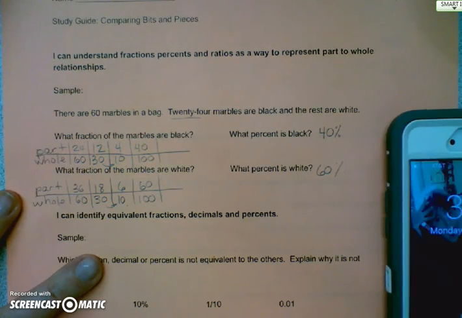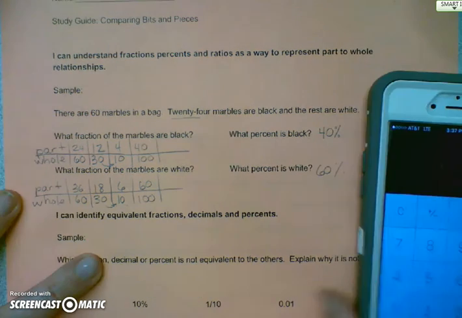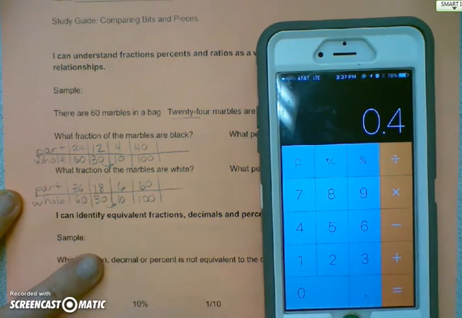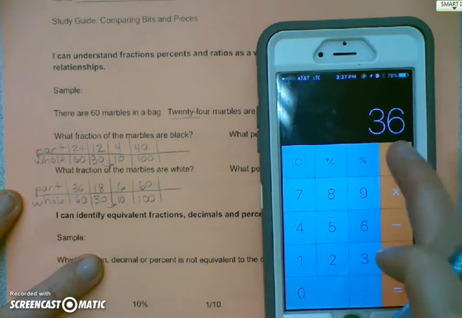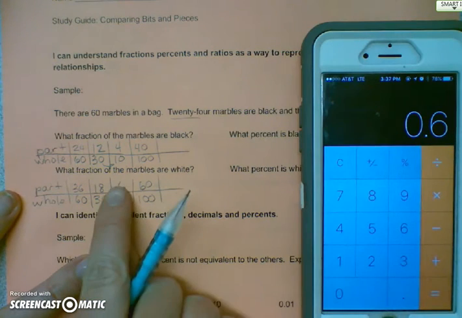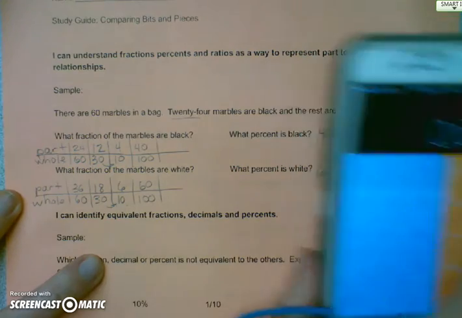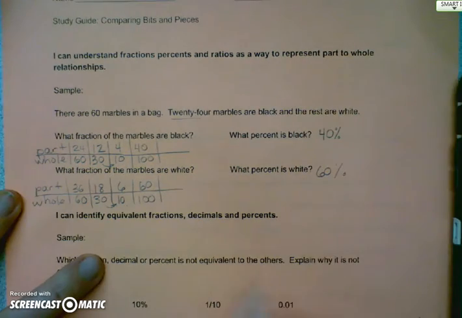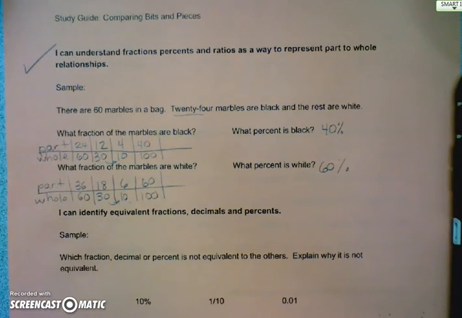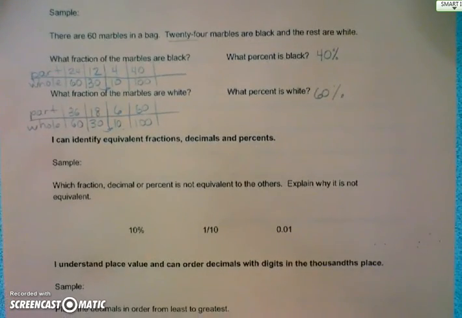And again, if you had a calculator and you wanted to use it to turn the fraction into a percent, you could do 36 divided by 60, and that would give you 6/10. You could scale up to 60/100. 60/100 is 60%. So if you can do that, then you are in good shape for that area of your quiz.